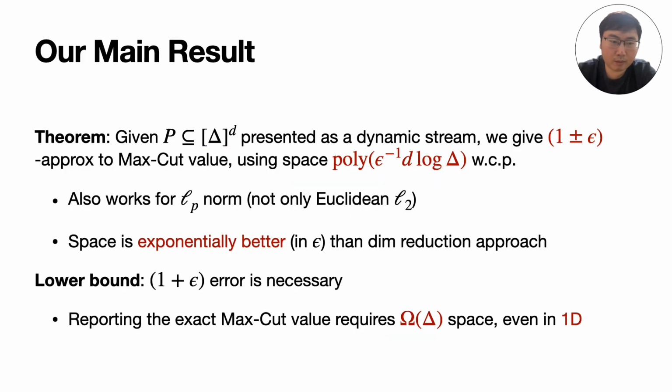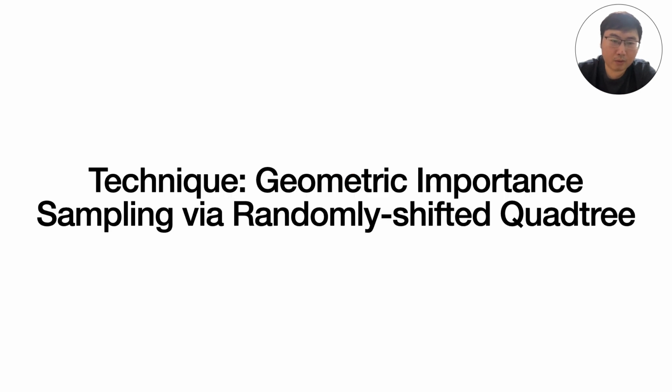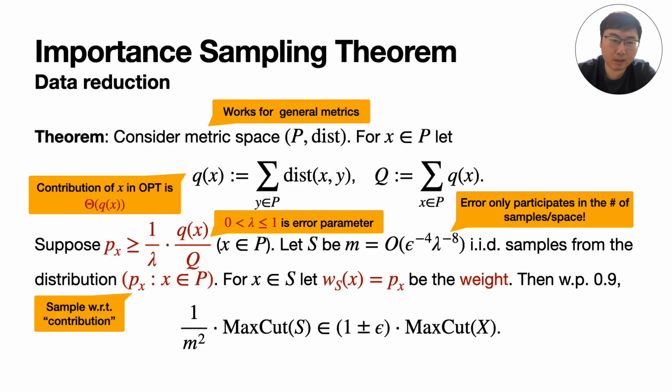Now, let's go into our main result. Essentially, we improve the exponential dependence in 1 over epsilon to poly 1 over epsilon for 1 plus epsilon approximate max cut. Furthermore, we obtain a lower bound which rules out the exact computation of the max cut even in 1D. So this basically means 1 plus epsilon error is necessary. Our main technique for this new bound is geometric sampling, implemented with a randomly shifted quad tree in streaming.